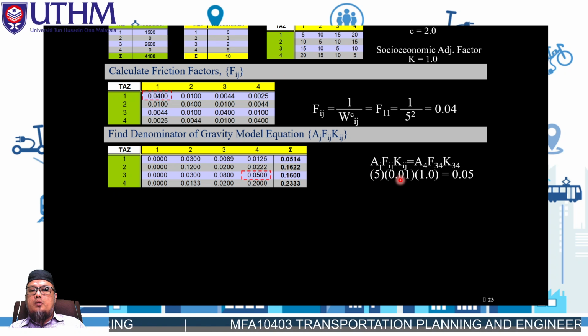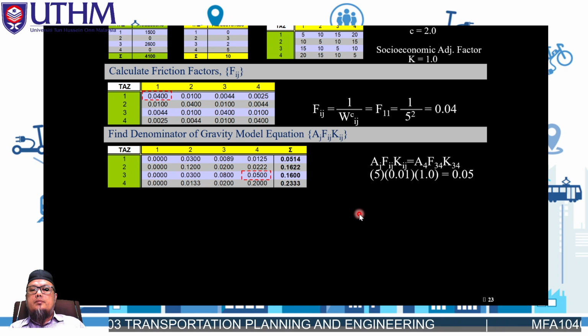Okay, 0.01 we just obtain here 3, 4. Here, this one, this one 4. You can refer here 5. This 0.01. 3, 4. 3, 4 here 0.01. 1 is the factor, given factor. Then we obtain 0.05. Okay, that's the procedure.